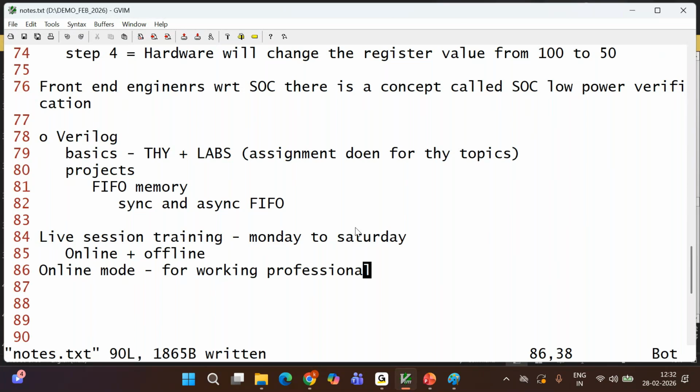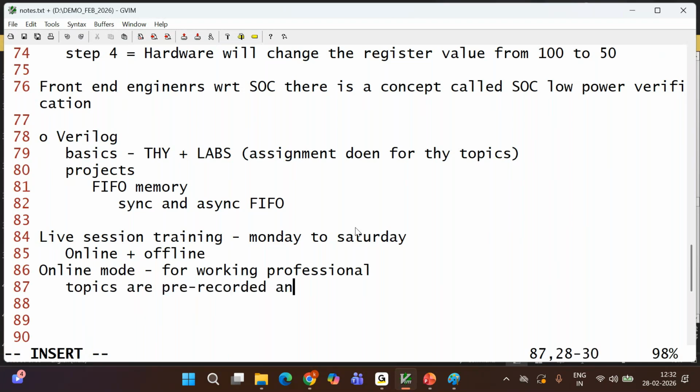Professionals, meaning you are already working in a domain. You want to switch to the functional verification domain. You might be in a software domain and want to switch to the VLSI domain, like that. You don't have time to attend from morning 9 to evening 6 in the institute. There comes the online mode, where topics are pre-recorded, and it is the latest topics, latest videos, latest content is what I'm trying to tell you.